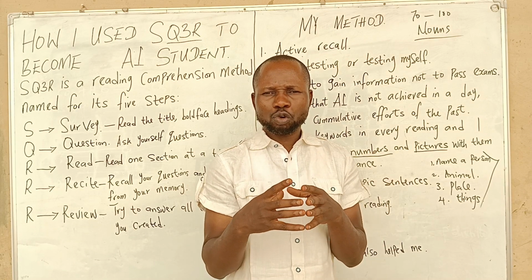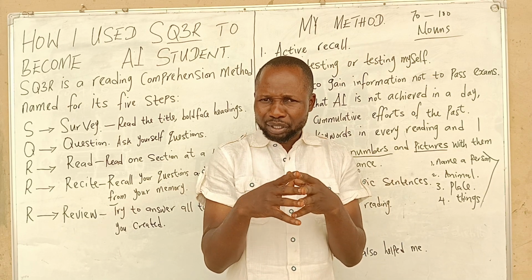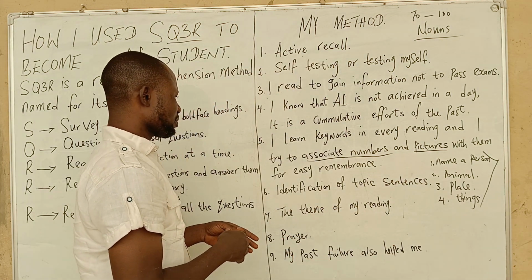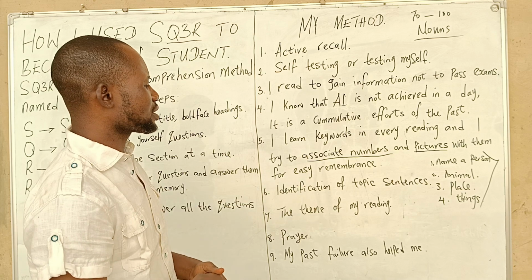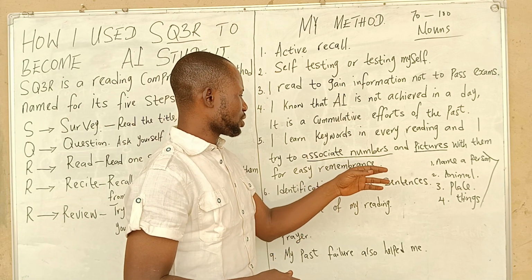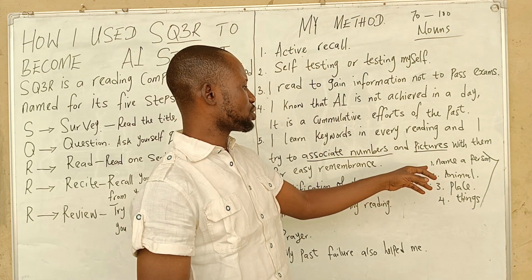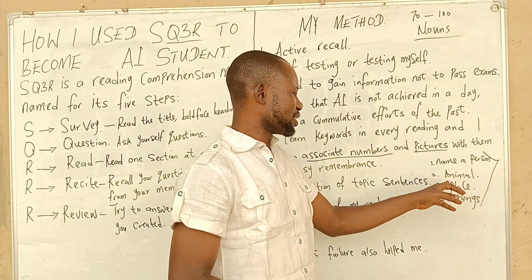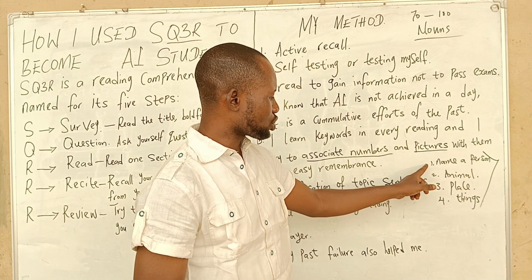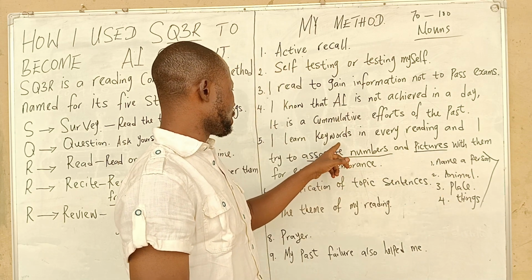So that is what helped me to remember and become an A1 student. Then the next is identification of topics, sentences. Sorry to go back to what I put here. I put name a person, animal, place, and things. So these are four. You can see I've associated numbers to this place.